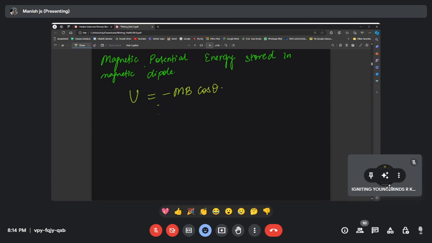So here what does M represent? M represents the magnetic moment, and B is nothing but your magnetic field. And theta is obviously the angle between them, the angle between M and B. So this is how you represent it, as MB times cos theta.